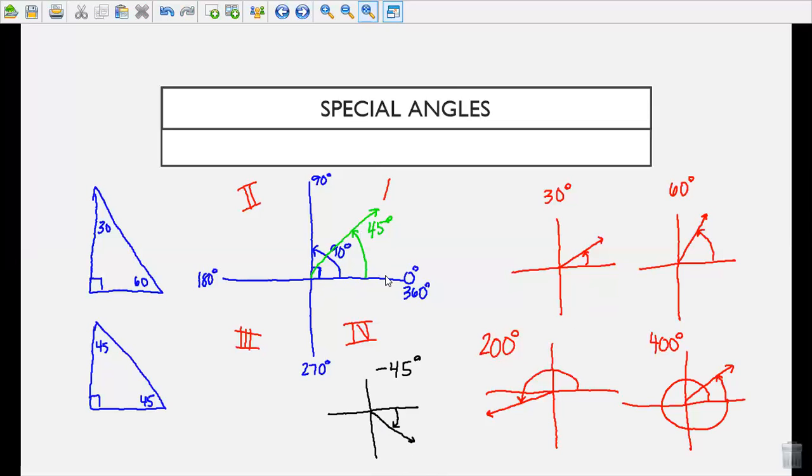So we have our 0 degrees, and we're going to go up and around, right? Or if it's a negative, we go down and around, and we can keep going around and around and around and around as many times as we need to. All right, so there's kind of the gist of our angles.